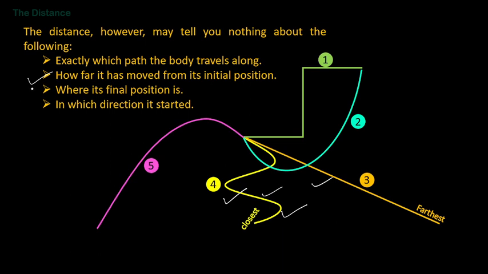We cannot know where its final position is. So all the distances are the same, but the final positions are different. So we cannot know exactly where its final position is, in which direction it started. So as we can see, we cannot know in which direction the body started. The body may have started in any direction. So the distance does not tell us about all these facts.